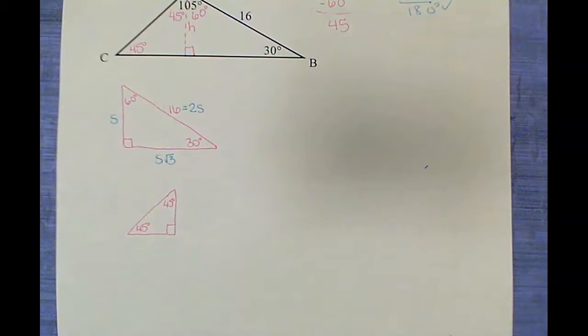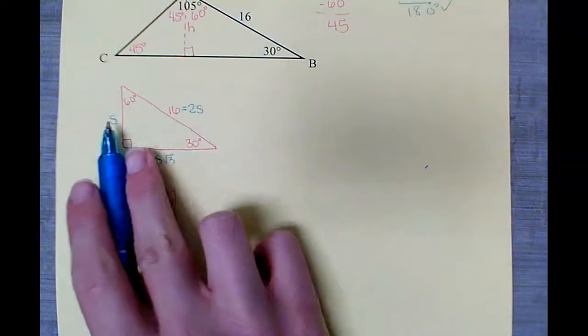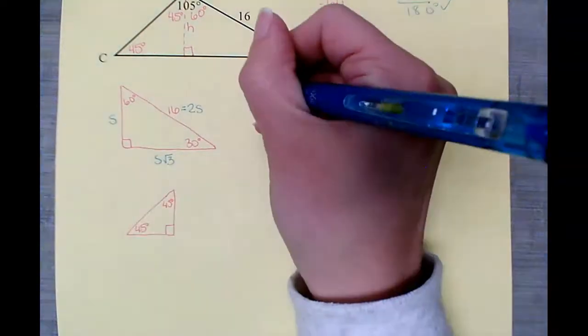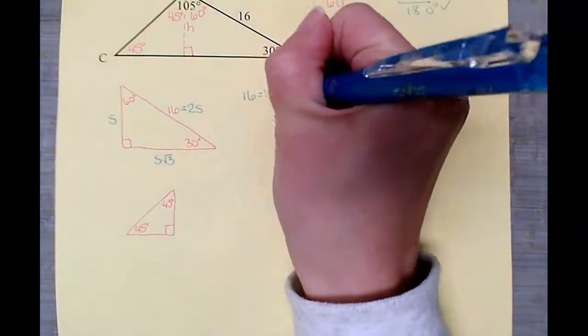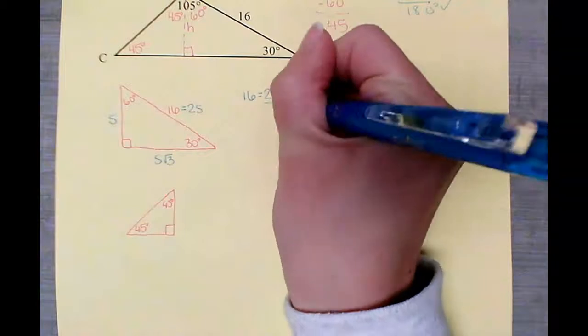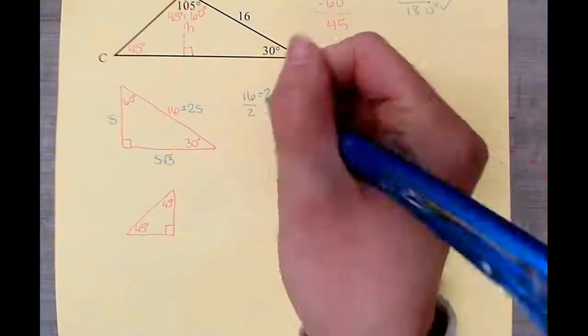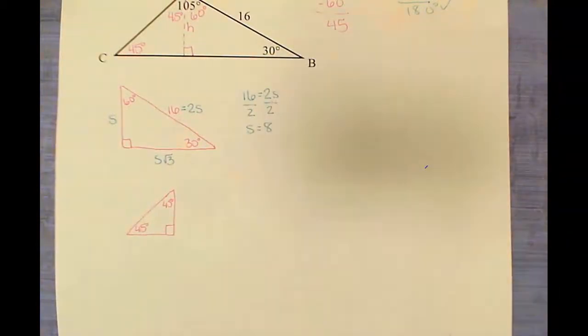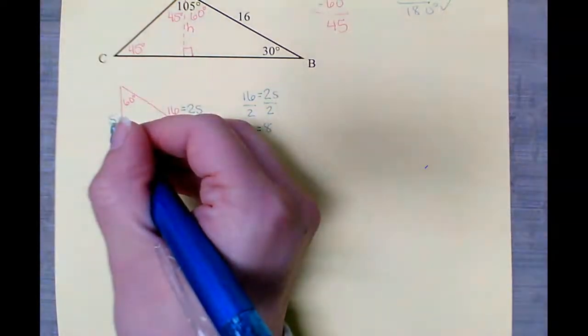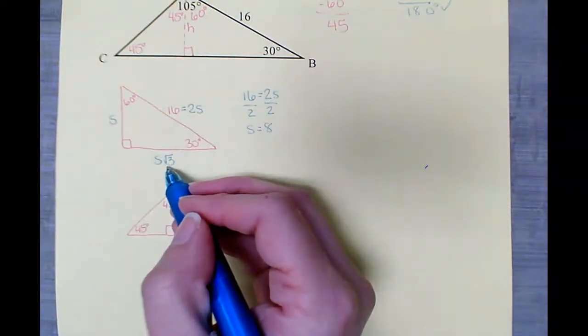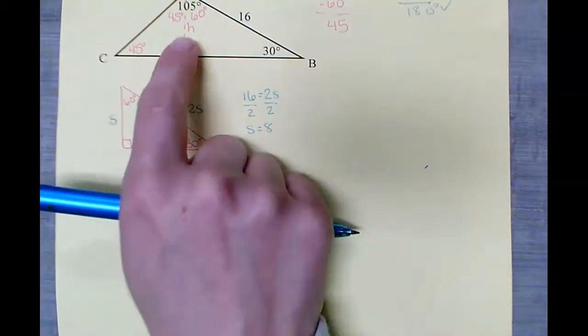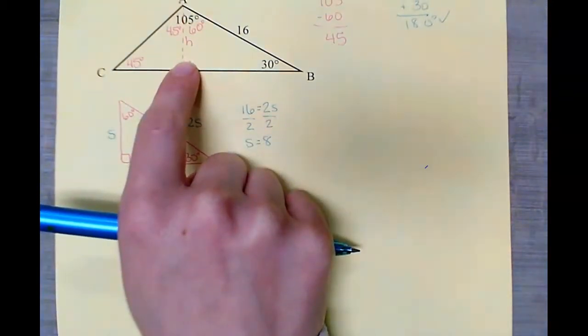So find the equation, and there's only one equation, that has a single variable. That would be this one right here. These two don't tell us much of anything. But 16 equals 2S allows us to solve for S by dividing by 2. So S equals 8. Well, what that means is that this side over here equals 8, and this side down here equals 8 square roots of 3. So I'm going to go ahead and insert that into my picture so that I know what I'm looking at.